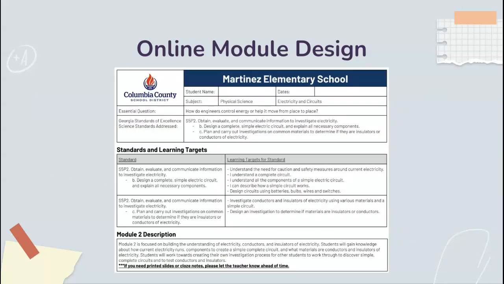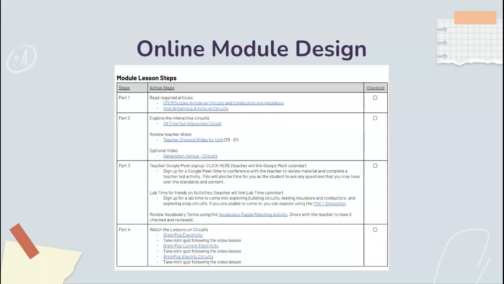For this artifact, there was a printed version for students to look at, kind of an overview. Here are the standards, here are your learning targets, and kind of how the module is going to be designed. This module included 7 steps, 7 parts. Part 1 was required article readings that they had to go through and read.